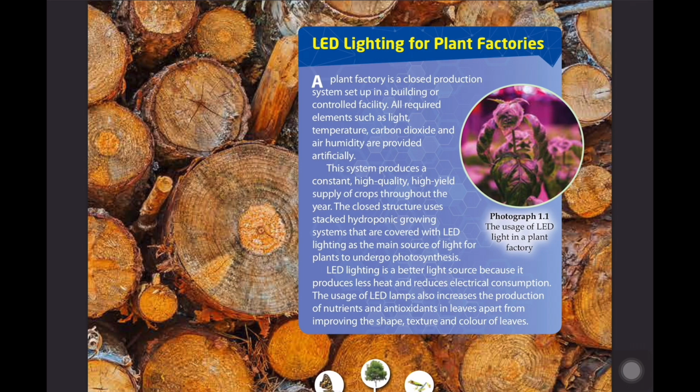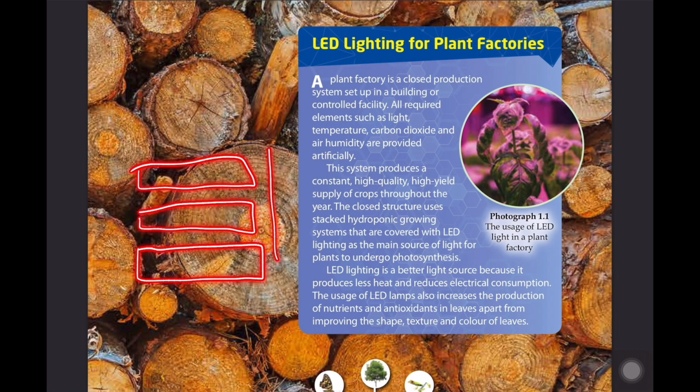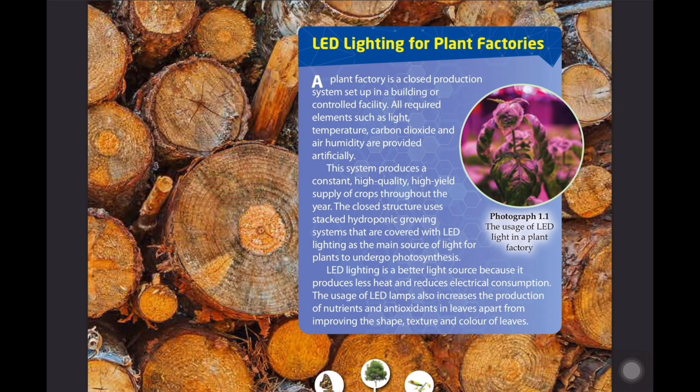Okay, the closed structure uses stacked hydroponic growing system that are covered with LED lights as the main source of light for plants to undergo photosynthesis, which is what you see here, purple light. Stacked production just means one level is here and then another level is here, another level, and so on, and then they just stack throughout the whole building or a controlled facility.